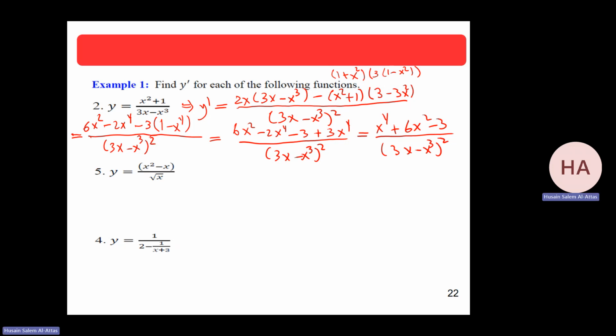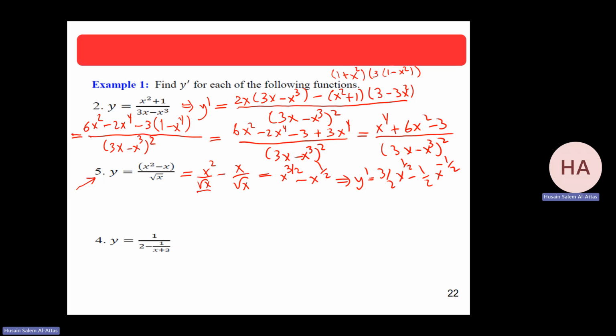Sometimes you think of this one as a quotient rule, but no need to do this, because I can make it x squared over the square root of x. This is x to the power 3 over 2. We know that the square root of x is x to the power half, so minus x to the power half. This is the function. So y prime will be 3 over 2 x to the power half minus half x to the power minus half.